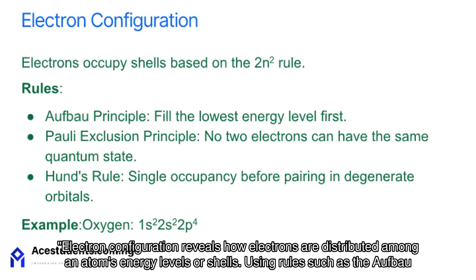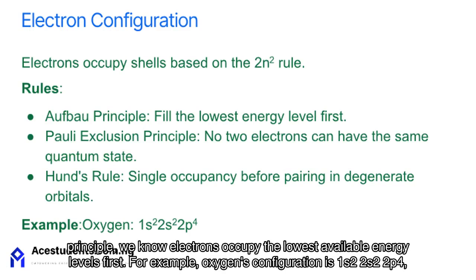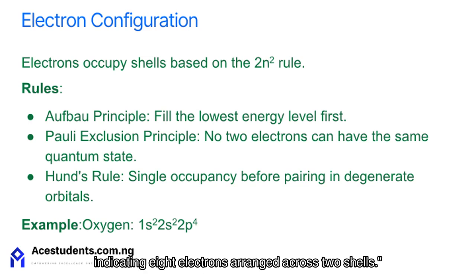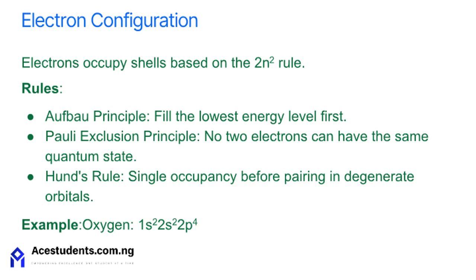Electron configuration reveals how electrons are distributed among an atom's energy levels or shells. Using rules such as the Aufbau principle, we know electrons occupy the lowest available energy levels first. For example, oxygen's configuration is 1s2 2s2 2p4, indicating 8 electrons arranged across 2 shells.